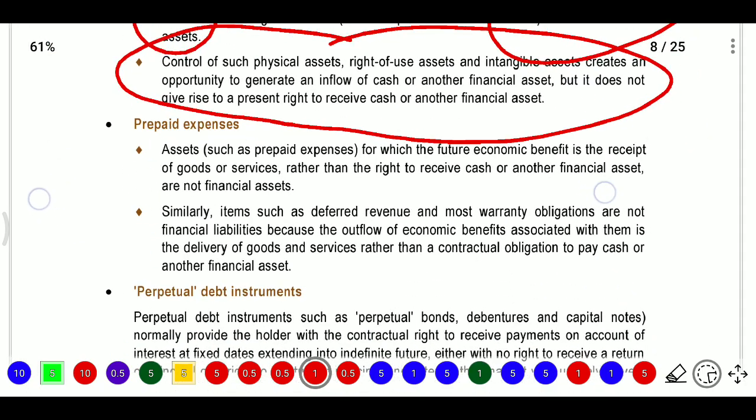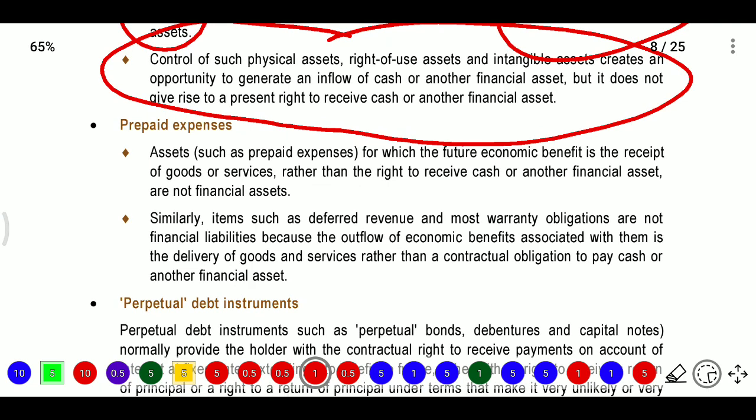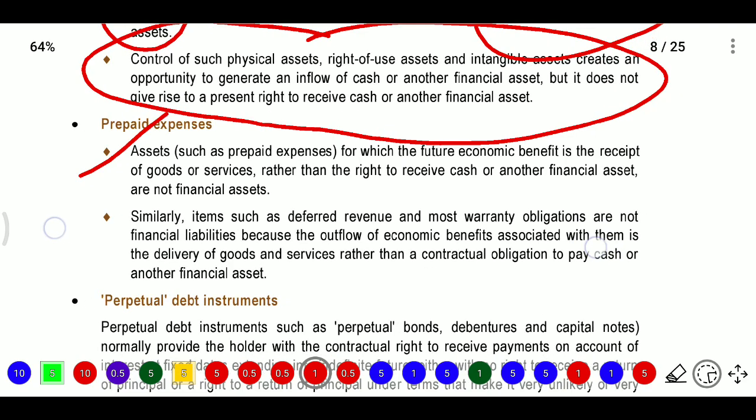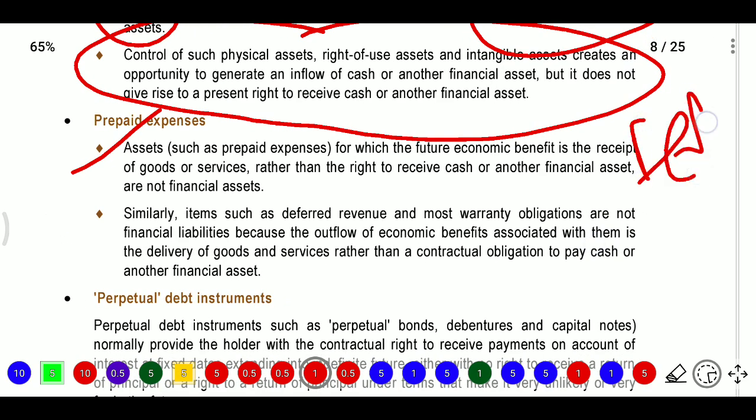And after that, some prepaid expenses. Prepaid expenses means whatever expenses are paid earlier; they become prepaid expenses, which are assets. So assets such as prepaid expenses have future economic benefits in the form of receipt of goods or services, rather than a right to receive cash or another financial asset. So prepaid expenses are expenses to be incurred next year but paid earlier. If you pay cash early to that person, it becomes a prepaid expense, and it becomes an asset.